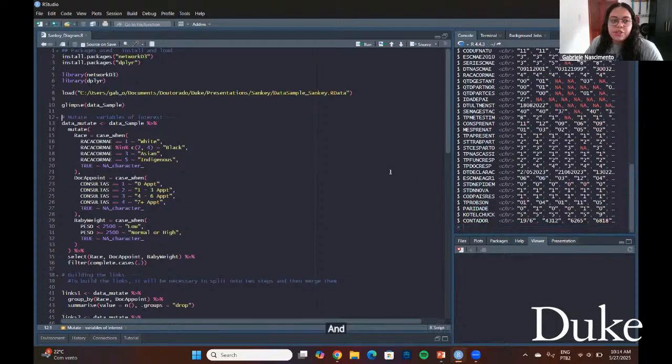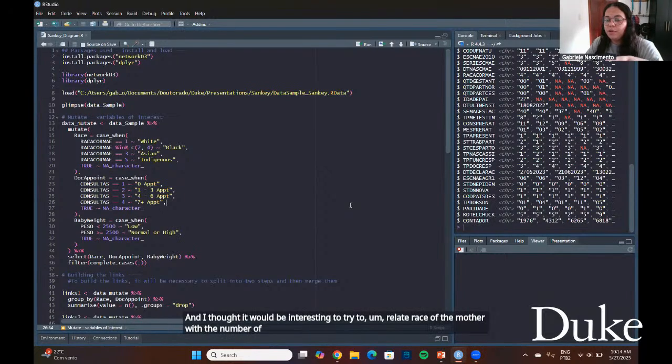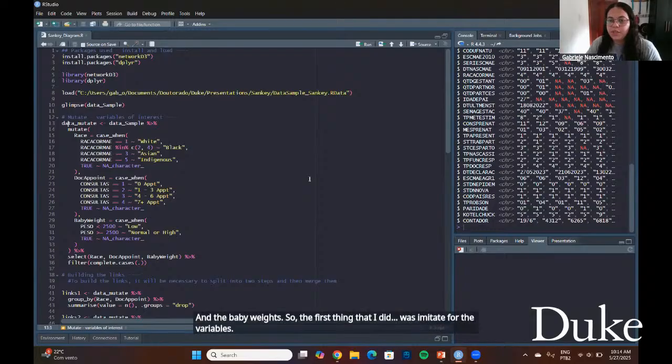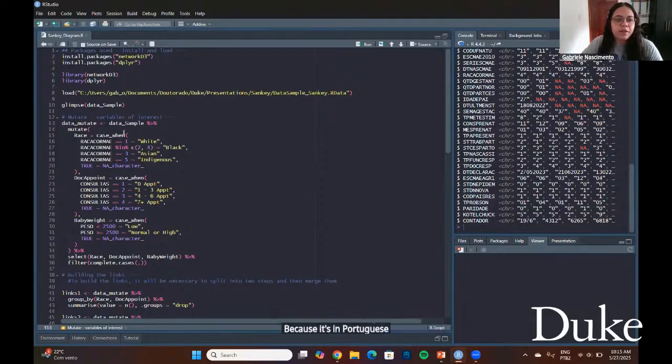And I thought it would be interesting to try to relate race of the mother with the number of doctor appointments for prenatal care and the baby weight. So the first thing that I did was a mutate for the variables because it's in Portuguese. This first one is for the race of the mother, and the second one is for the number of the doctor appointments, and the third one is for the baby weight, which is in grams. So this is considered low, and this is normal or high.